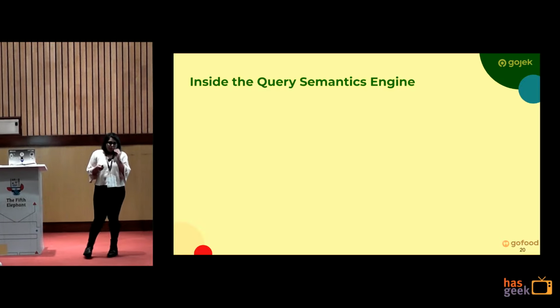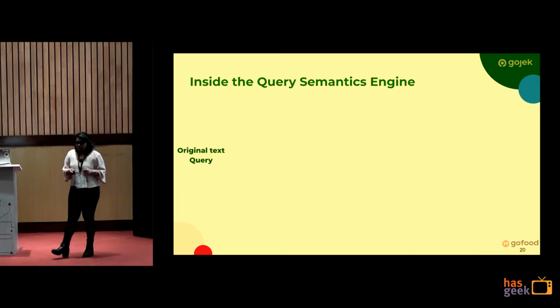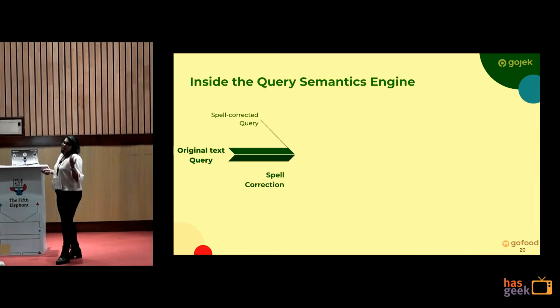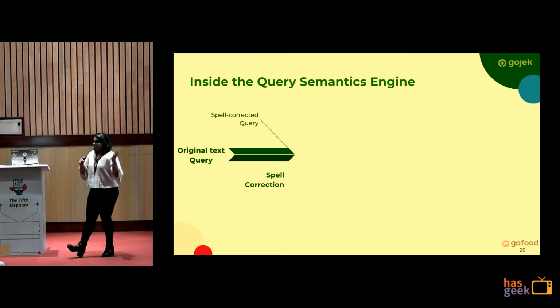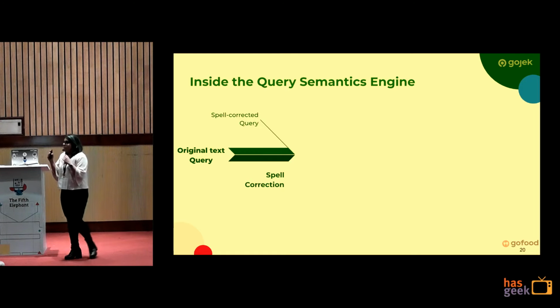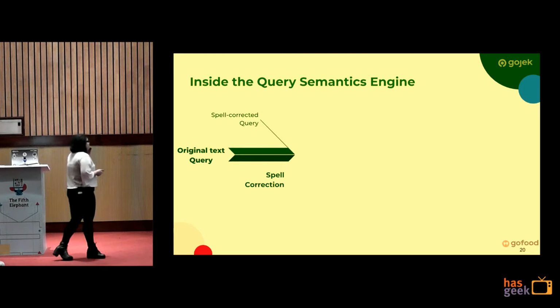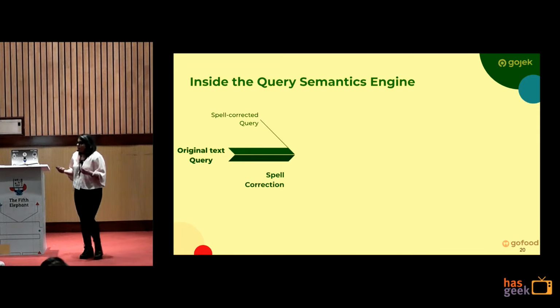Let's look at the components that we built for the query semantics engine. First, we have the original text query, which is sent to a spell corrector. The spell corrector ensures that whatever search query the user typed maps onto an existing word in the corpus from our data. So if you typed coffee as COFFE, that's not a word that actually exists in our corpus, because that's probably not the name of a real dish.